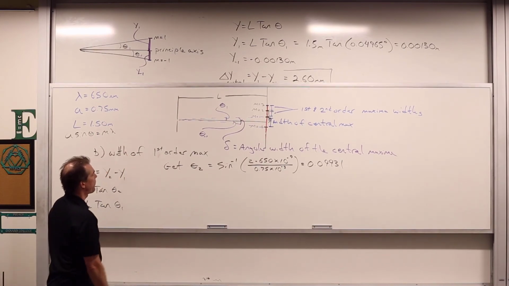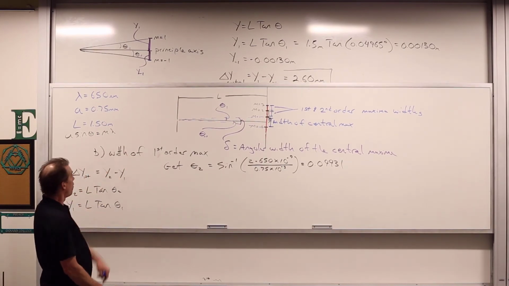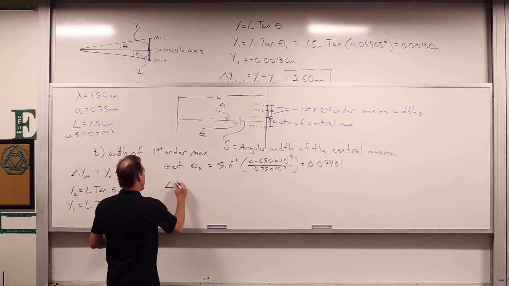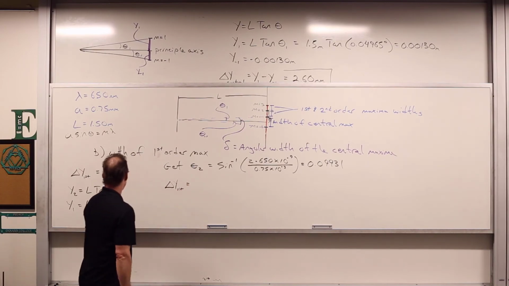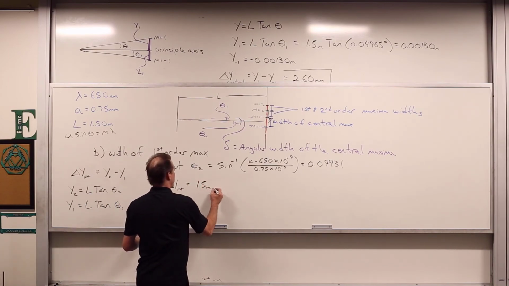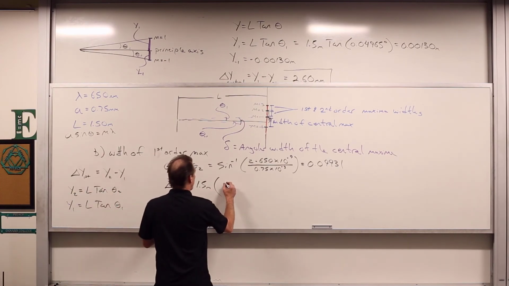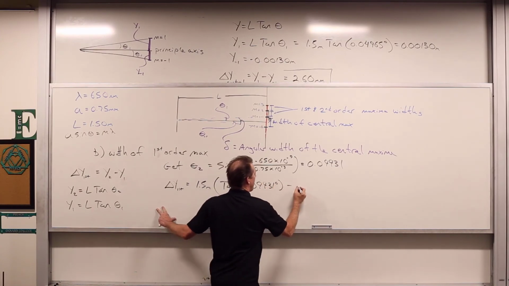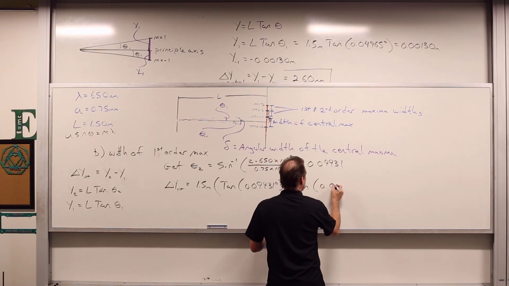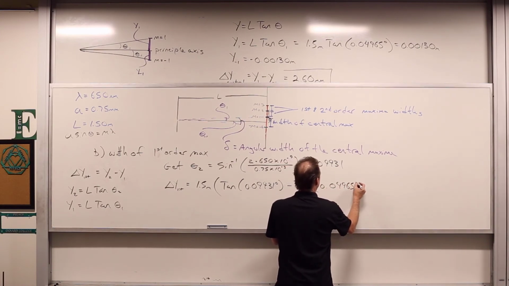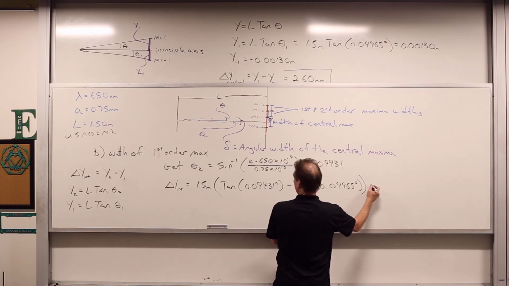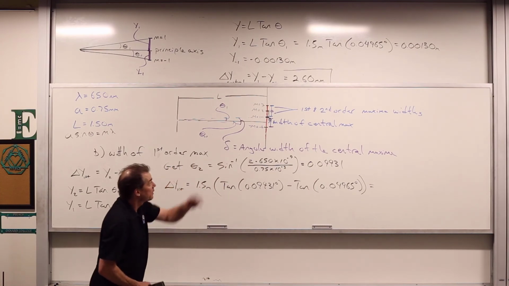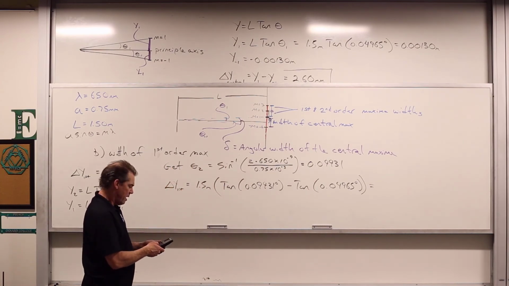So here we go. We've got theta 2 is equal to that, and we know that theta 1 is equal to 0.04965. Thus, the width of the first order maxima is going to be equal to 1.5 meters multiplied by the quantity of the tangent of 0.09931 degrees minus the tangent of 0.04965 degrees. And I already know what it's going to be. It's going to be 0.0013 meters or 1.3 millimeters. But let's still calculate it out.